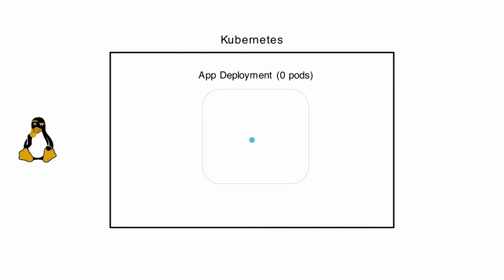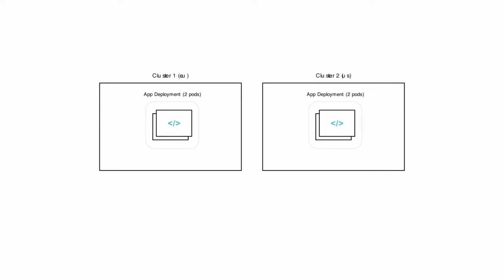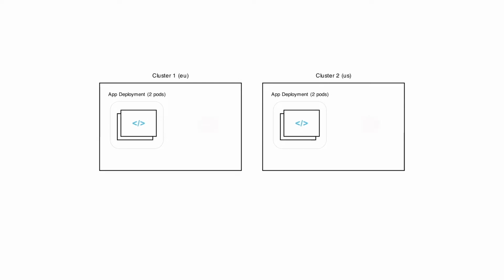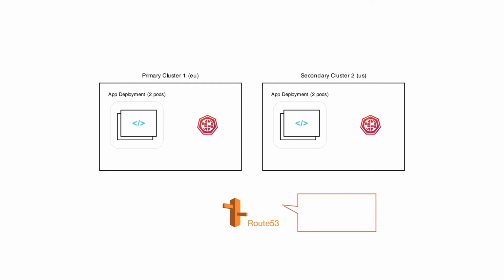The k8gb operator only makes sense in multi-cluster environments, so let's spin up a new cluster. Using Helm chart, install the k8gb operator in it, and last but not least, configure k8gb to use the HDNS server. In our example, it's going to be using Route 53, which is the default DNS solution for AWS.